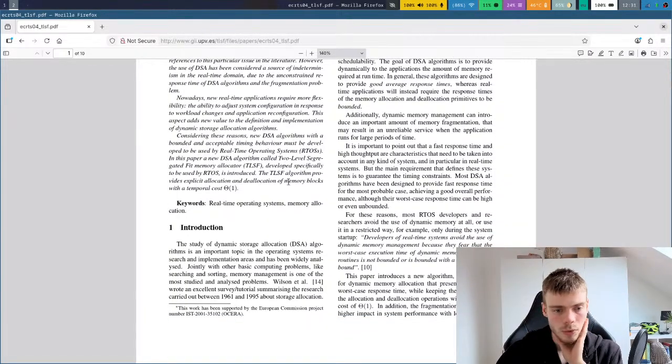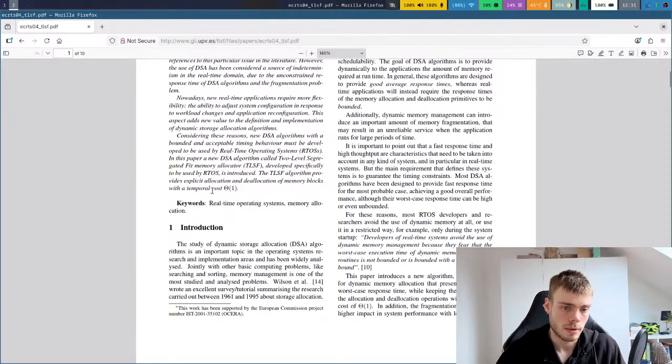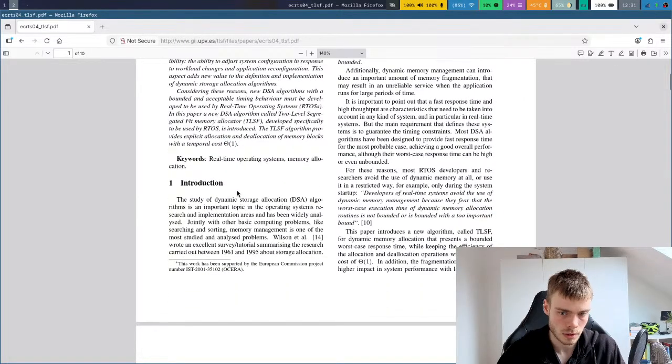So we're dealing with a memory allocator inside a real-time OS, and they want constant time allocation. So far so good.